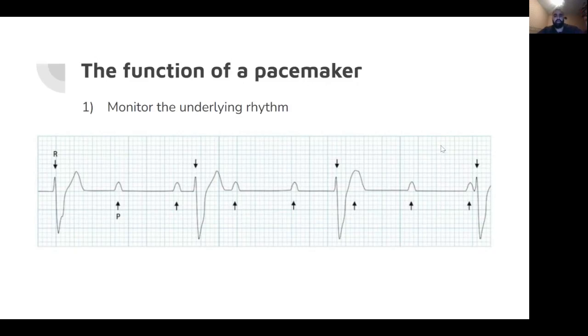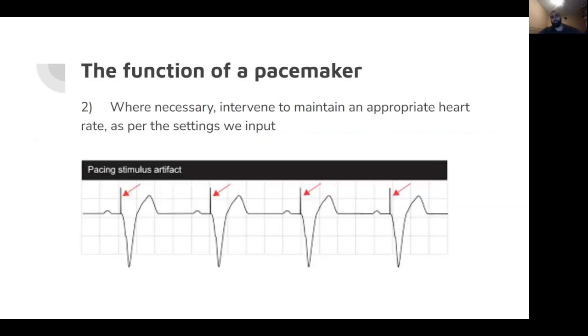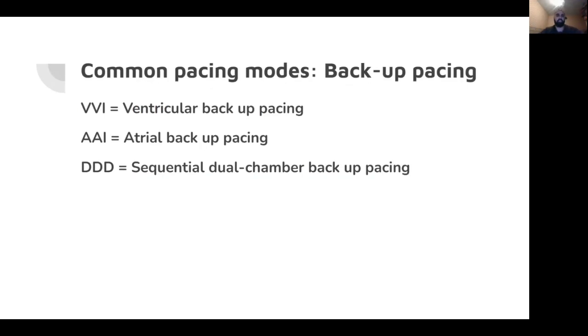So this takes us back to the function of the pacemaker to monitor the underlying rhythm. The pacemaker is constantly reading an ECG strip, and according to the settings we put in, it's looking at the heart rate. There are different ways that we can ask the pacing box to look at the heart rate, depending on whether the patient has atrial wires, ventricular wires, or both. So we want it to monitor the rate and then, where necessary, intervene to maintain an appropriate rate as per our settings. That brings us to the settings that we can use.